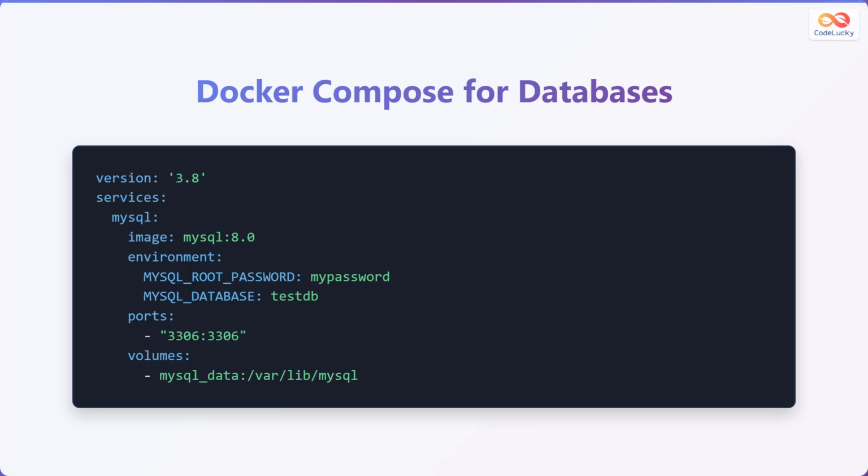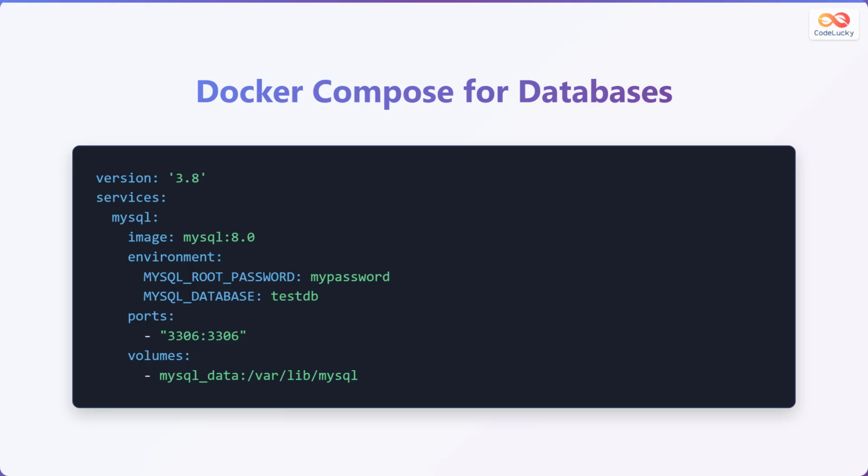Docker Compose simplifies managing multi-container applications. Here's an example of a Docker Compose file for setting up a MySQL database. The version indicates the Docker Compose file version. Here it is, 3.8. Under services, define the MySQL service. Specify the image as mysql:8.0.